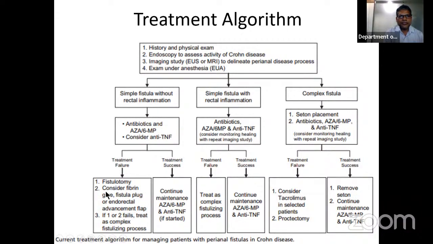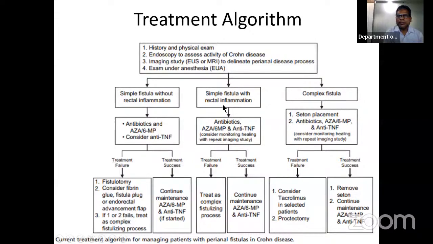In spite of failure of fistulotomy and endorectal flap, then we have to consider this as a complex fistulizing process and start treatment as for a complex fistulizing process. If there is success in the treatment with medical therapy only, then continue the maintenance of azathioprine and anti-TNF if started.